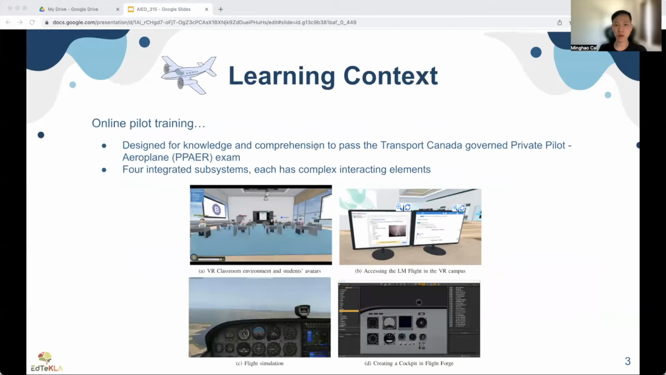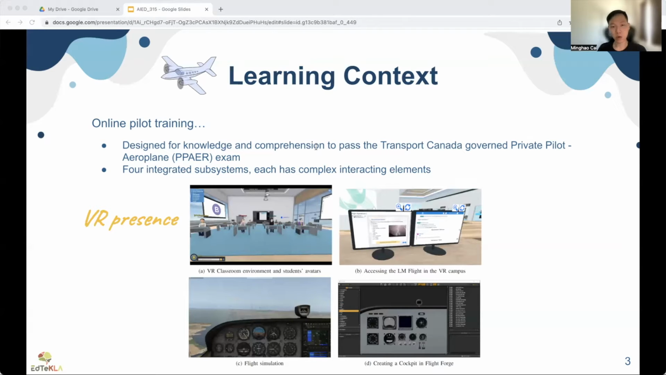To address this question, we cooperated with a pilot training company, which uses an online learning system designed to help trainees gain knowledge for a pilot license exam. The system consists of four integrated platforms. First is a 3D campus system called VR City, which provides a VR presence experience in which students can create their own avatars and use them to interact with the environment and other students. For example, the picture shows a virtual classroom with a few students.